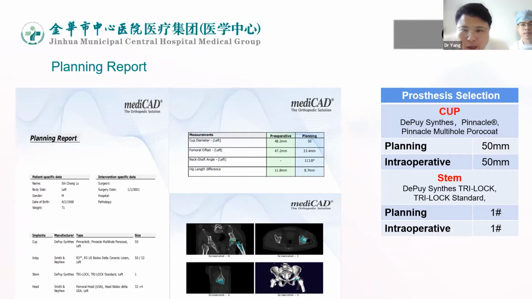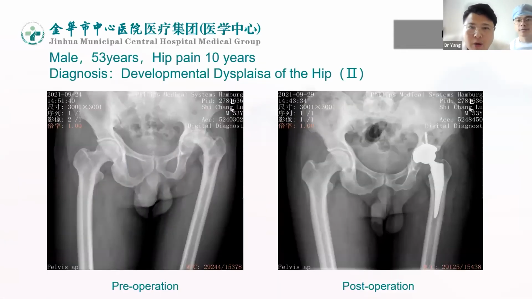In the operation, we found that the cup size was 50. Then on the femur side, we used Johnson DePuy China, because we think it is very good for a young man. We planned size 1, and we used size 1. It's good.